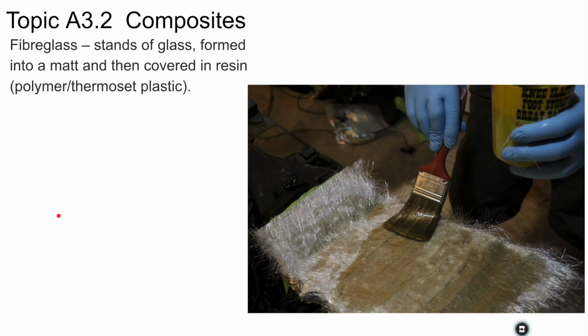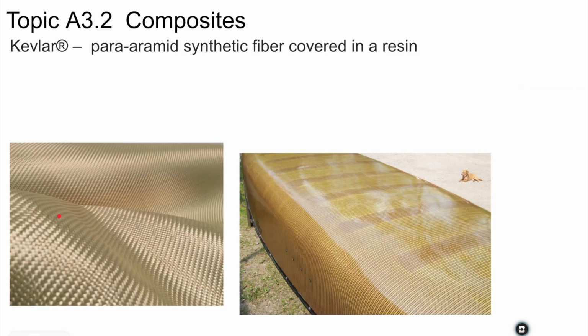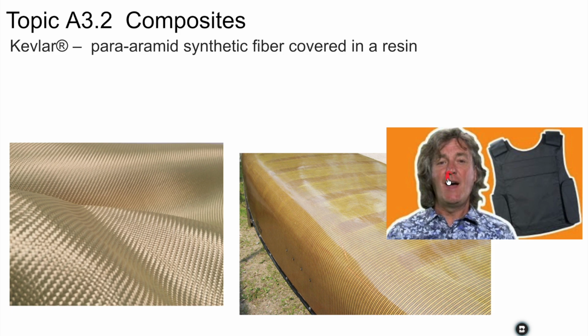Fiberglass is strands of glass formed into a mat and then covered in resin. Usually this is a polymer or a thermal set plastic, and usually it's epoxy. Kevlar is a synthetic fiber that is covered in resin. You can see Kevlar here. They use it in things like bulletproof vests. Very, very strong and difficult to rip. They also use it in canoes. This is a Kevlar canoe. This is a video about Kevlar.